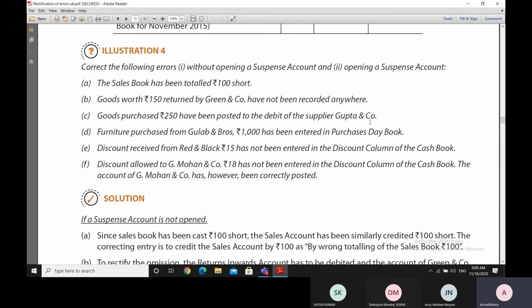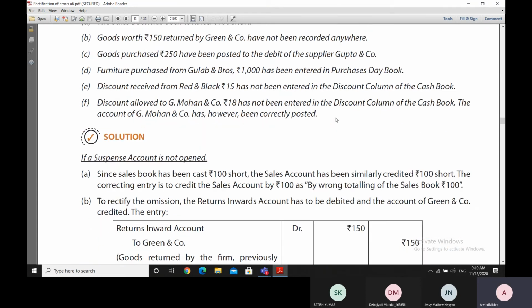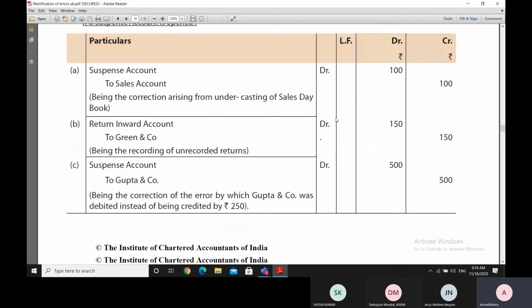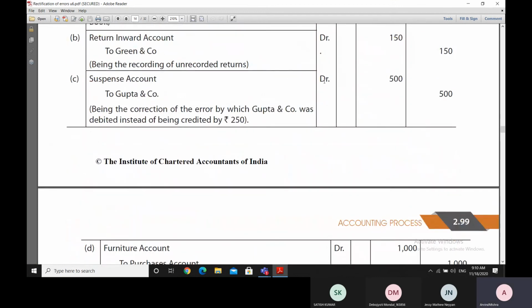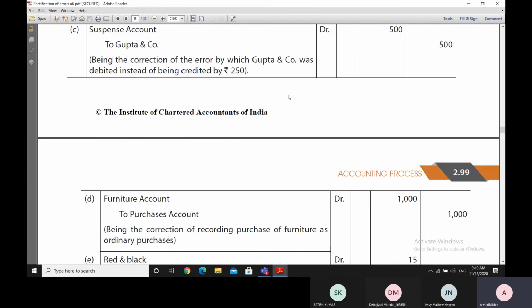So we credited the suspense account by double the amount earlier, because that was the difference. So the difference was double the debit that should have gone to Gupta and Company. So now the credit which we had done in the suspense account of 500, we'll debit it to square it off and credit Gupta and Company by 500. And that is what we have done here. We have debited suspense account by 500, which is double the amount, and credited Gupta and Company by 500.